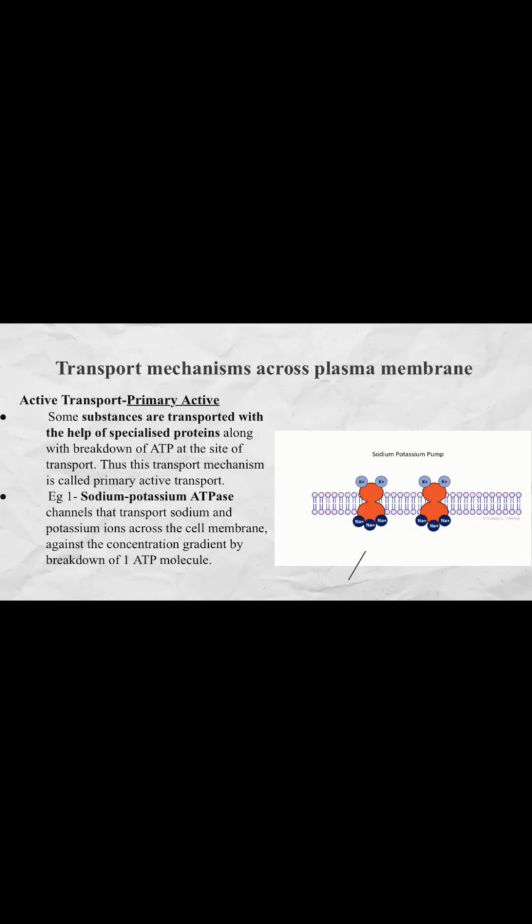When the substances are transported with the help of specialized proteins but with the breakdown of ATP at the site of transportation is known as primary active transport. Taking a look at the slide, we can read some substances are transported with the help of specialized proteins along with breakdown of ATP at the site of transport. Thus, this transport mechanism is called primary active transport. For example, sodium potassium ATPase channels that transport sodium and potassium ions across the cell membrane against the concentration gradient by breakdown of one ATP molecule.